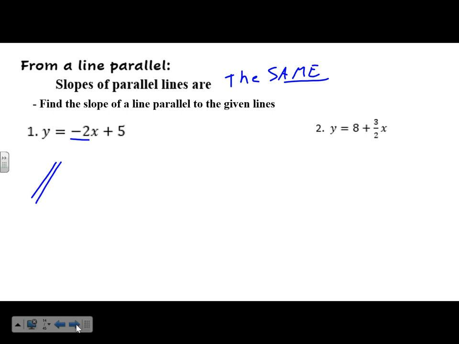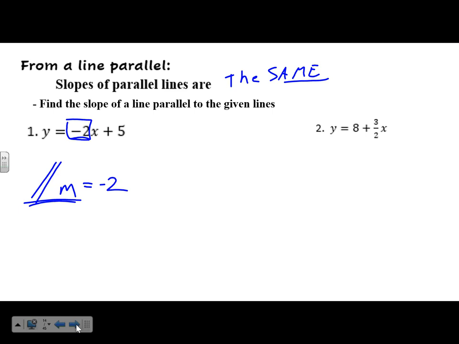Now you don't actually have to put this on your paper for a test or a quiz. I just want to make sure you realize I'm not listing the slope for number one. This is the slope of the parallel line. So for this line, the slope is -2. So for the parallel line, it's the exact same. Parallels have the exact same slope.